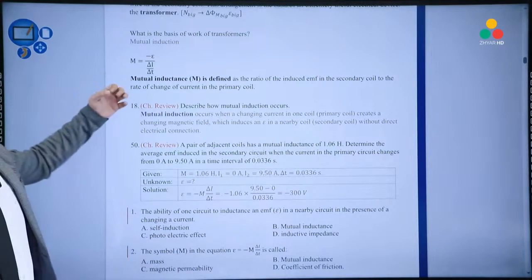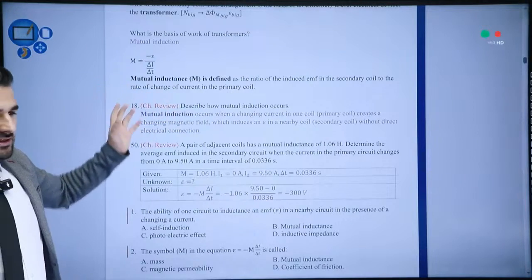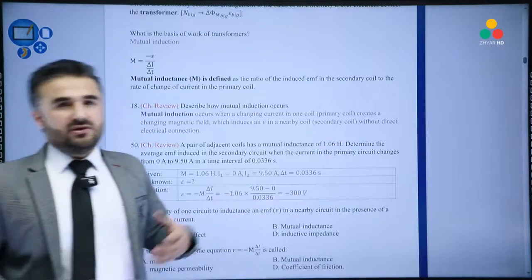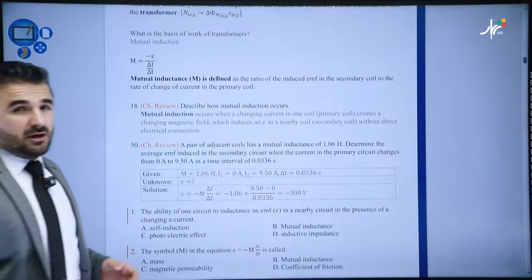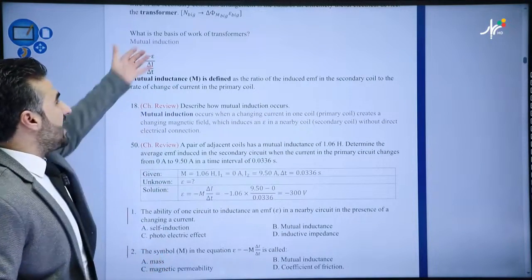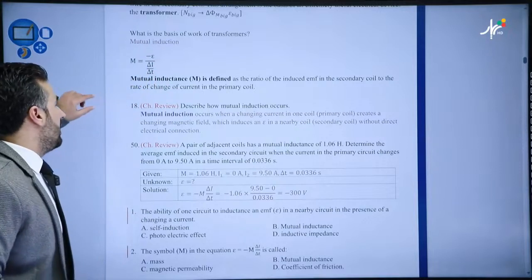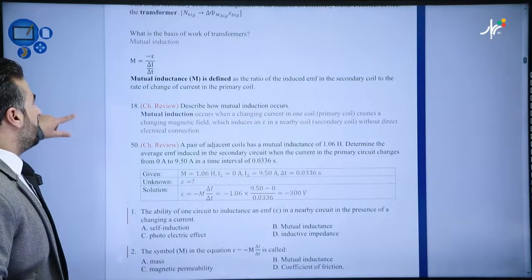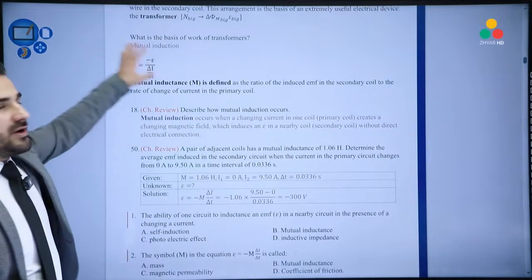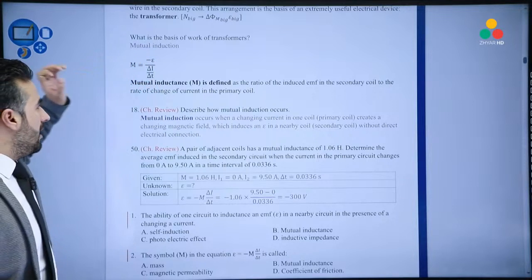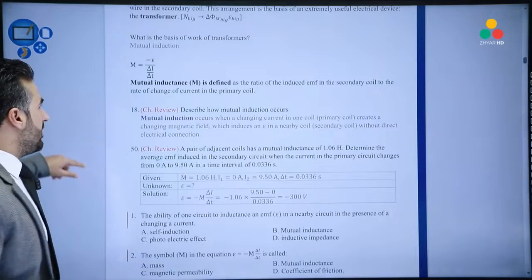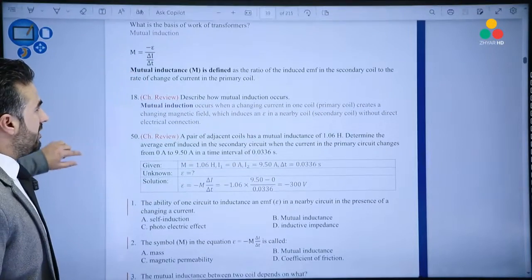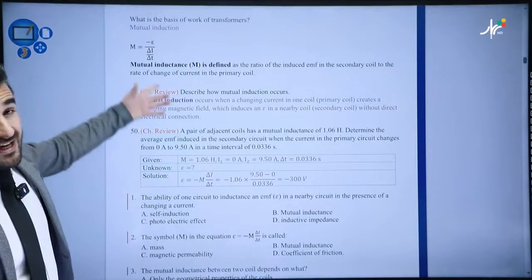All right, so remember we said using two circuits, or using one circuit to produce electromotive force in the other circuit by the presence of a changing electrical current, that is what is called mutual induction. You need to have at least two coils for this to happen. So once again, mutual inductance equals negative electromotive force divided by the change in current divided by the change in time. And we can define it this way.